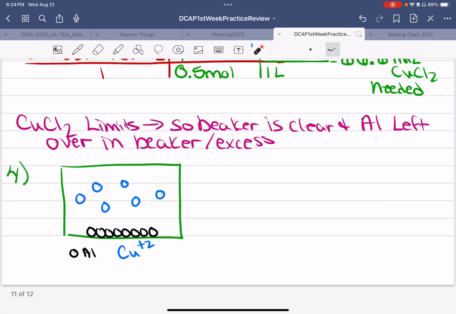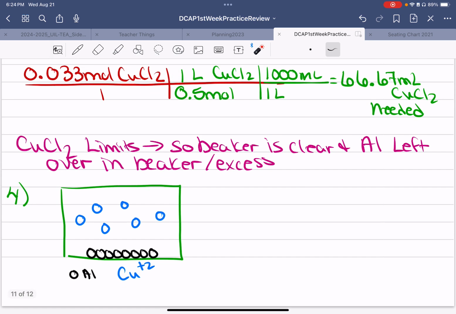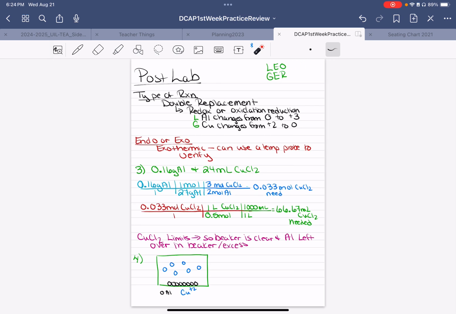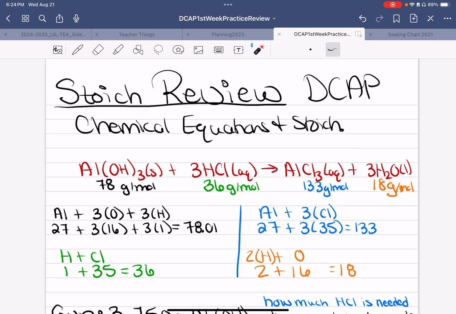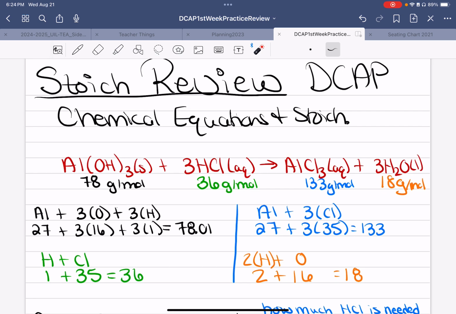All right, and then number 4 is asking you to finish out the particle diagram, what the reaction looks like. Hopefully you have something along the lines of what I have there, with your solid at the bottom and also a proportion between your aluminum and copper. Last thing I'm going to mention on this, because the point of this is to get you back into stoichiometry and limiting reagents: I also have a review for you, going over some stoichiometry problems.